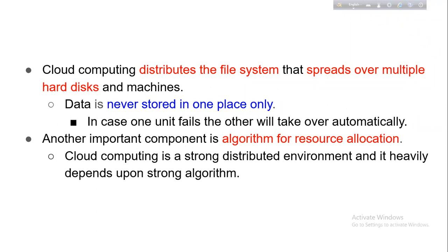Yeah, but the concept is that, take note of this, data is never stored in one place only. This is the important note. So in case one unit fails, the other will take over automatically. So another important component is the algorithm for resource allocation. Cloud computing is a strong distributed environment, and it heavily depends upon strong algorithms.